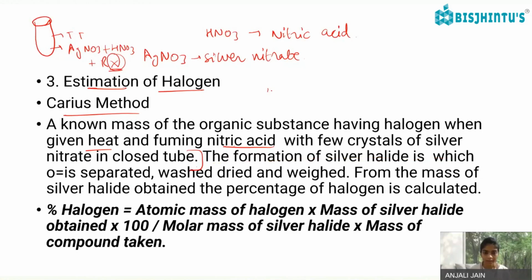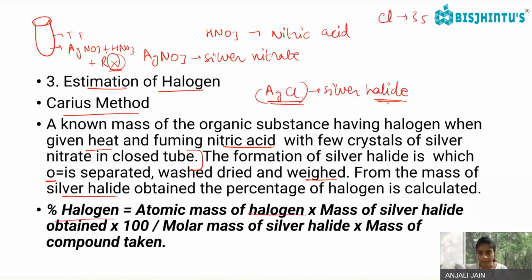Silver halide can be AgCl, which is separated, washed, dried, and weighed. From the mass of silver halide obtained, the percent of halogen is calculated. Percent halogen is atomic mass of halogen, if I am taking chlorine then it is 35.5, times the mass of the silver halide formed, into 100, upon the molecular mass of silver halide.